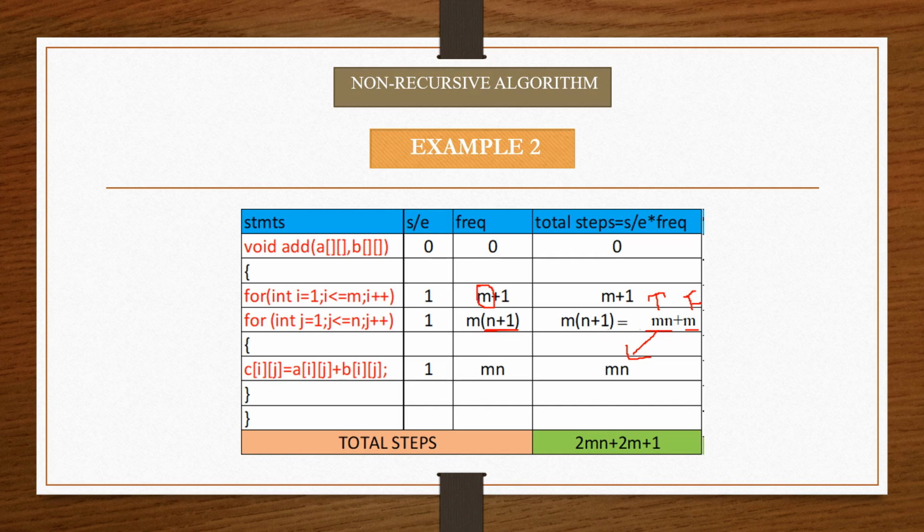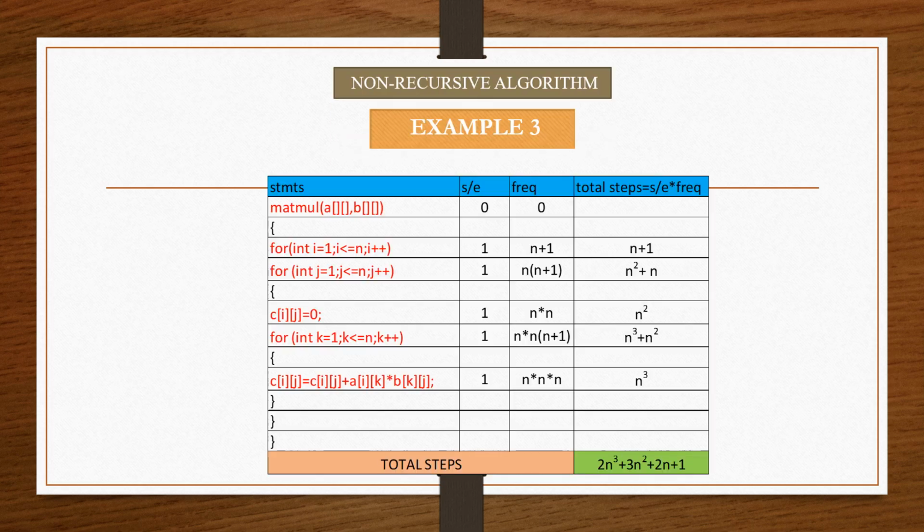So I have to take the highest degree of n. Here only mn comes, so this portion will not be considered while calculating my time complexity. So it is order of mn.